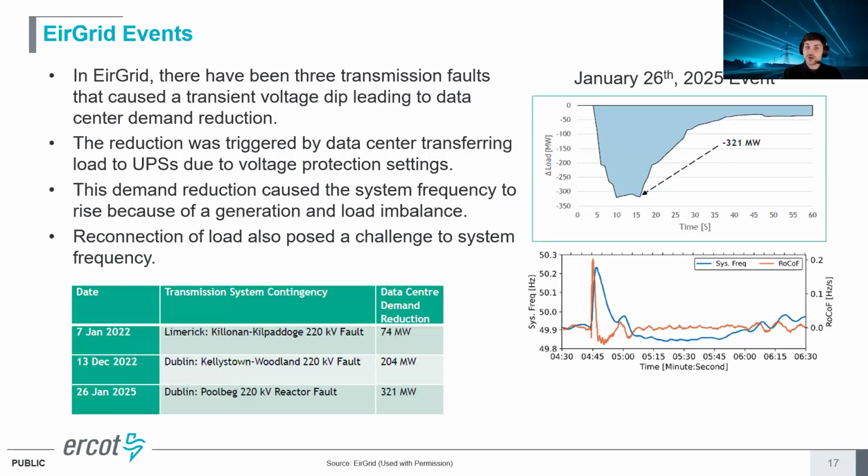And then in EirGrid, there's been 3 transmission faults that caused a transient voltage dip, the largest of which resulted in a 321 megawatt demand reduction. And again, this was triggered by data centers transferring load to the UPS due to protection system settings. This did cause some frequency spike, and the reconnection of load also posed a challenge to system operators. So again, we're seeing voltage protection settings and UPS and device protection settings impacting the load on the transmission system.